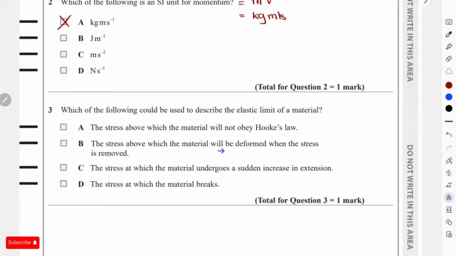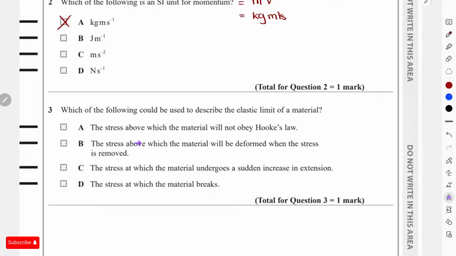The stress above which the material will be deformed when the stress is removed. The stress at which the material undergoes a sudden increase in extension, the stress at which the material breaks. This is talking about the breaking stress, and this is about the stress at which the material undergoes a sudden increase in extension. This is about the yielding region of your material. For a very small increase in force, there will be a large increase in extension. And for these 4 points, I can see that only B will be the correct answer.